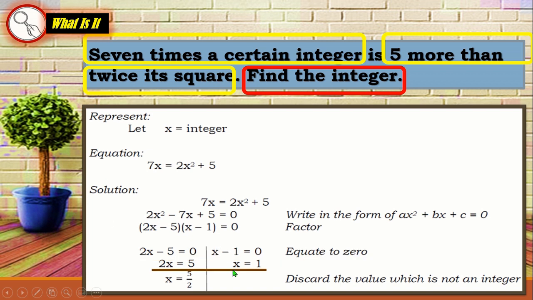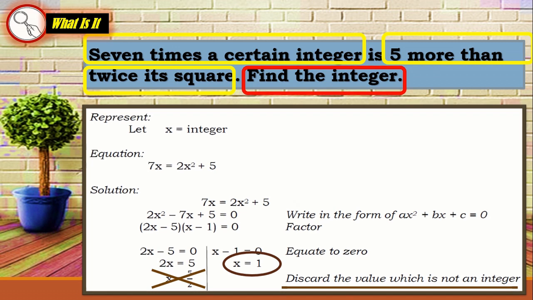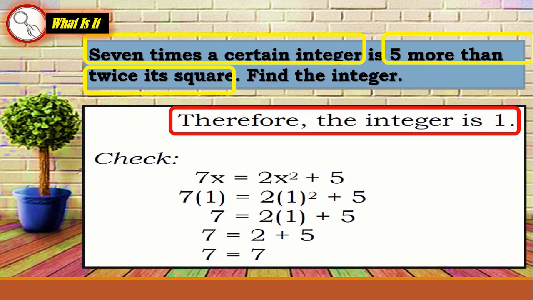Simplifying further. Now let's go back to our problem. We are looking for an integer. Therefore, we discard the value which is not an integer, which is 5 over 2. And so we choose 1 because that is an integer. Now, therefore, the integer is 1.